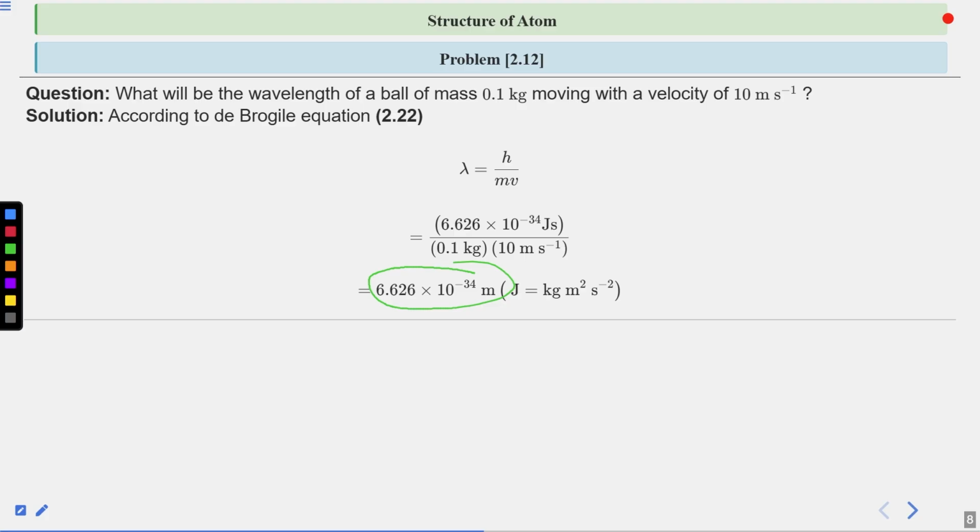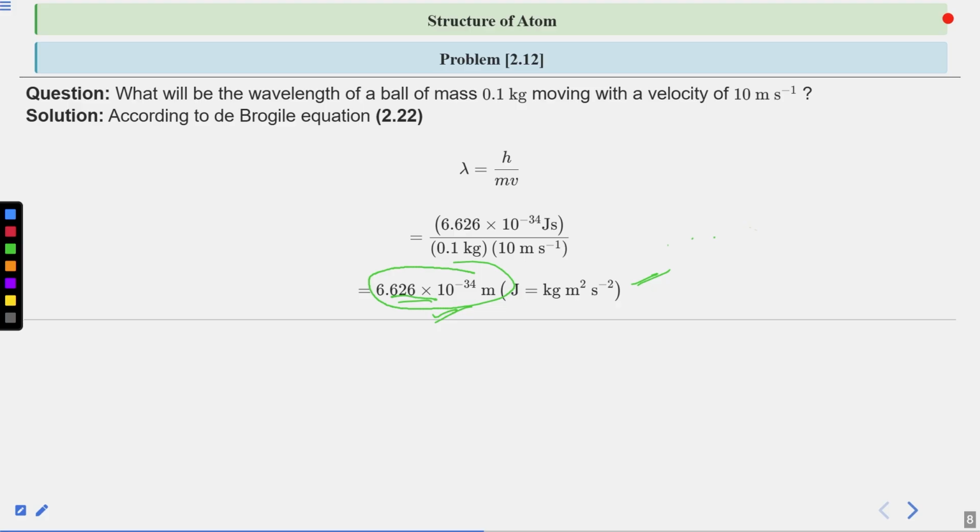Now you can see very clearly why the wave nature is not that significant for the ball. Compared to the size of the ball, which has a mass of 0.1 kg, this wavelength is very, very small. So it must be moving like this, but since its size is large, it would appear that it is moving in a straight line. Is this point clear? This is very important to note.